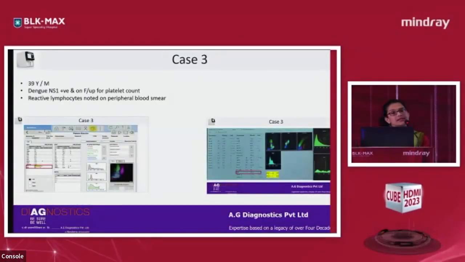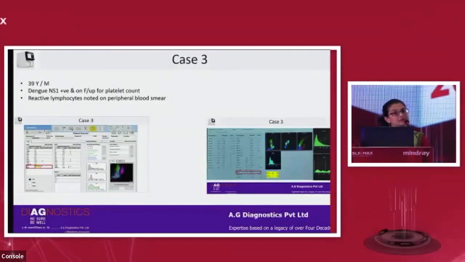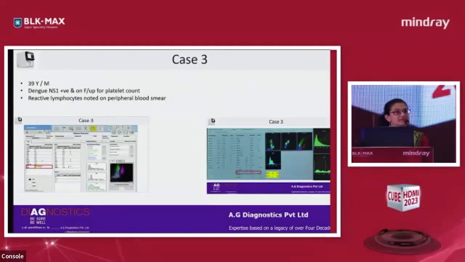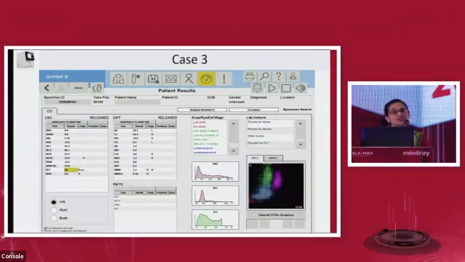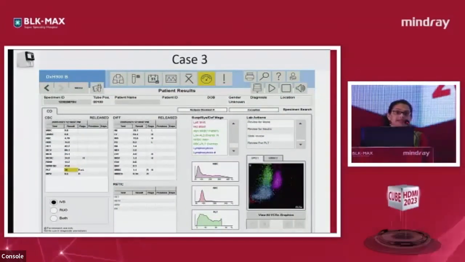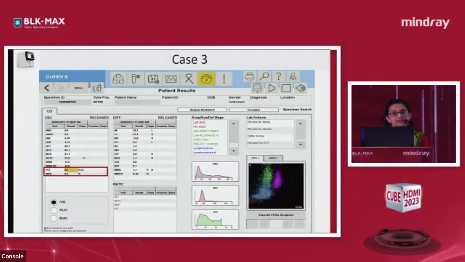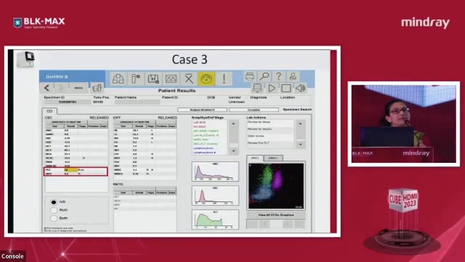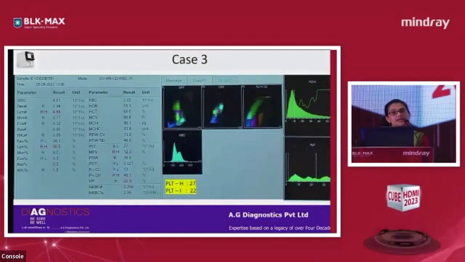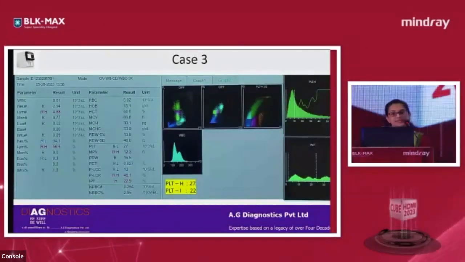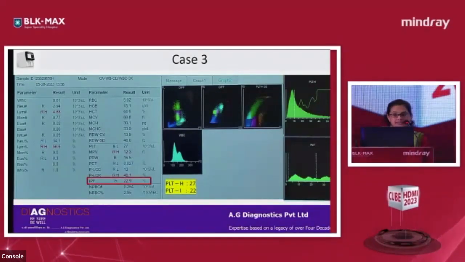The next is a case, a 39 year old male, dengue NS1 positive, on follow-up for platelet count. We saw reactive lymphocytes on peripheral blood smear and large platelets. So this was our DXH run, which showed a platelet count of 20,000. However, there was an R review flag, which alerted us to a possible presence of large platelets. On the BC 700, the platelet H was slightly higher, 27,000, platelet I 22,000, and an IPF of 22.9%.